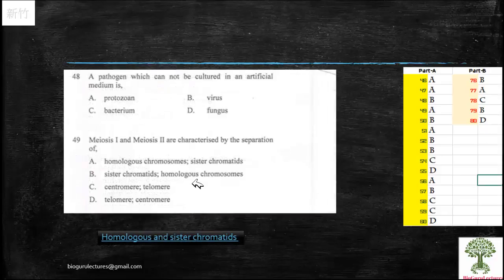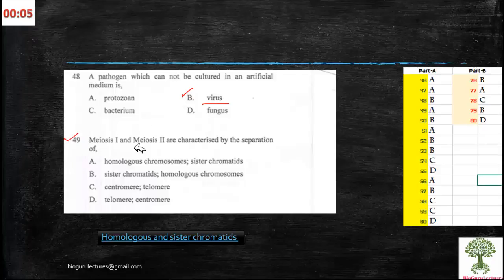Next slide, 48th one. Pathogen which cannot be cultured in an artificial medium is virus. Because virus is a non-living thing, it cannot be directly cultured. Through bacteriophages we have to manipulate it. That is the only option, whereas others can be manipulated.